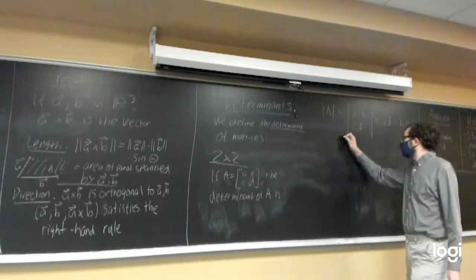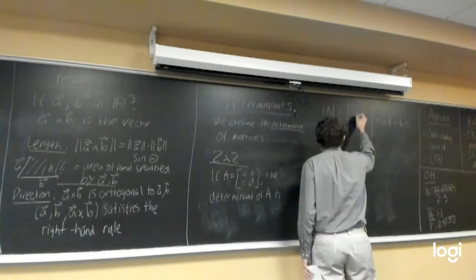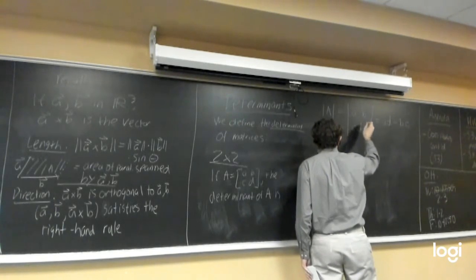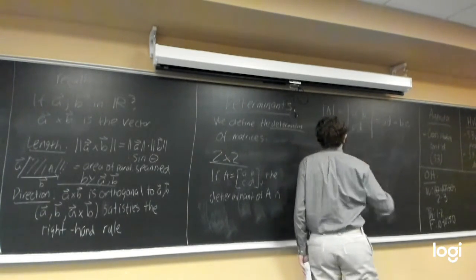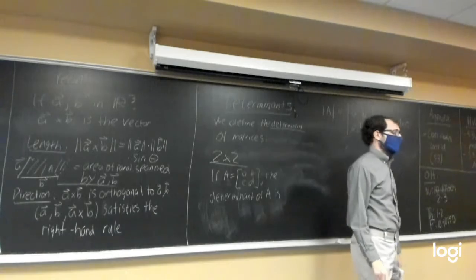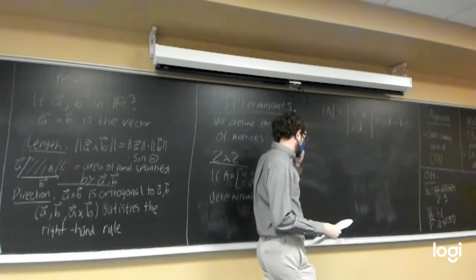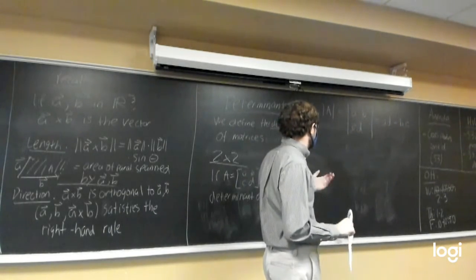So in other words, you're just going to go down this diagonal and multiply these two, and then subtract what you would get if you were to go down this other diagonal of the matrix.